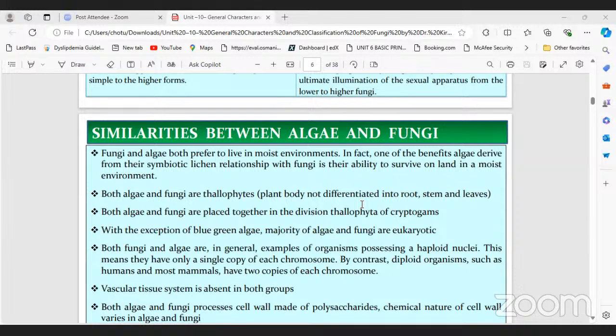In that lichen, algae is one part of the symbiotic relation. The relation with the fungi gives them the ability to survive on land in a moist environment. Here, algae and fungi are both thallophytes, and the plant body is not differentiated into root, shoot and leaf systems.